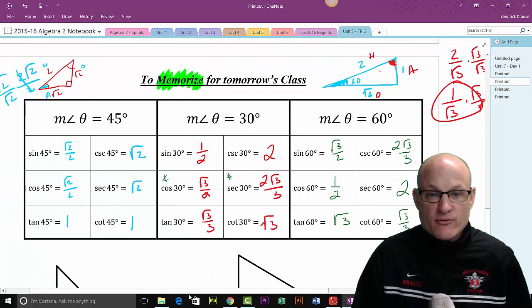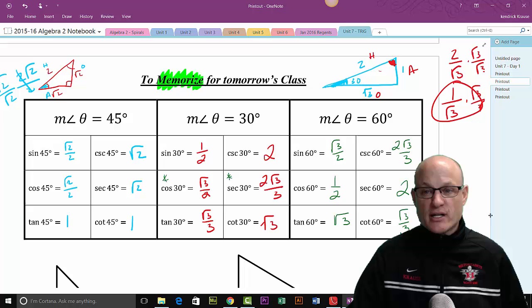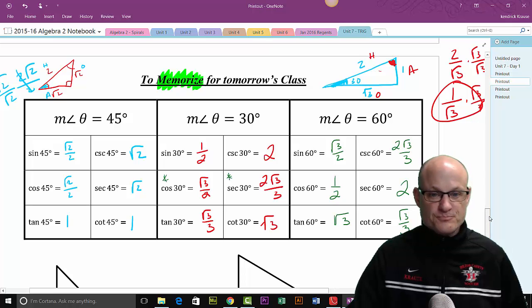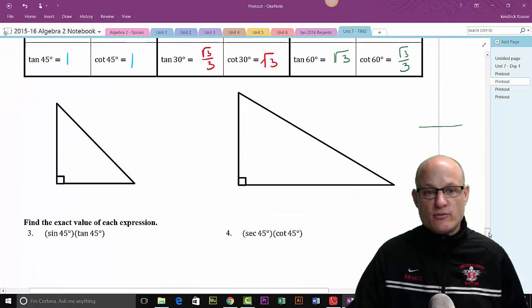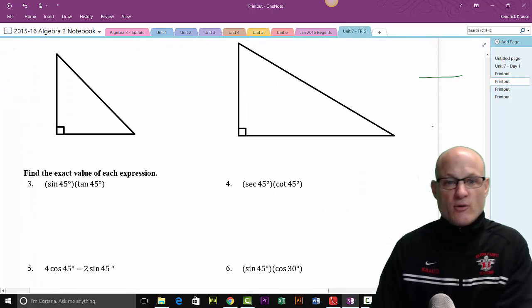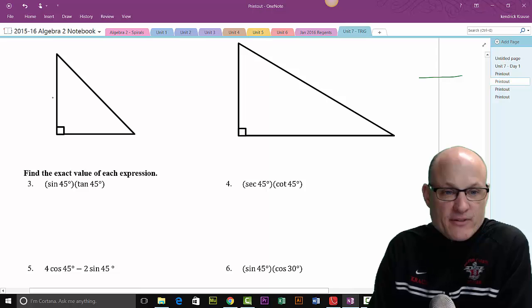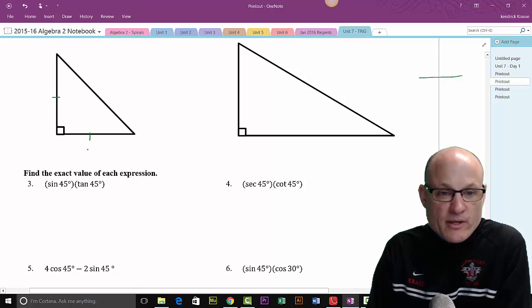Start committing this stuff to memory. You're going to have to know it eventually. So we're going to use this information now to solve these problems. So I've drawn my 45, 45, 90. I want to put my important information in.